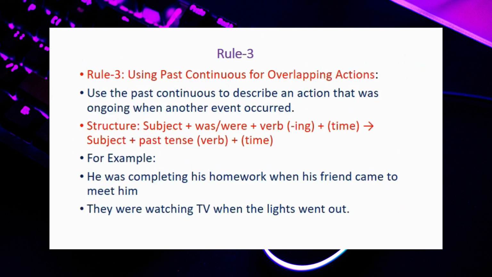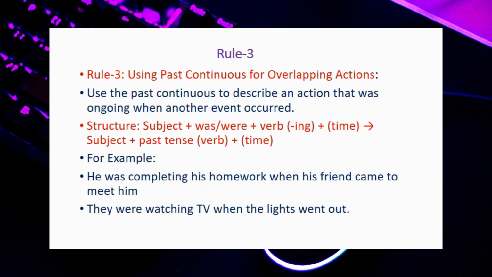Rule number three. When two events occurred simultaneously in the past, that is for overlapping actions, we use past continuous to describe an action that was ongoing. Sentence structure will be like this: subject plus was or were and verb in ing form and time. It is for the event which was ongoing, and for the other one it will be subject plus past tense of the verb and time.